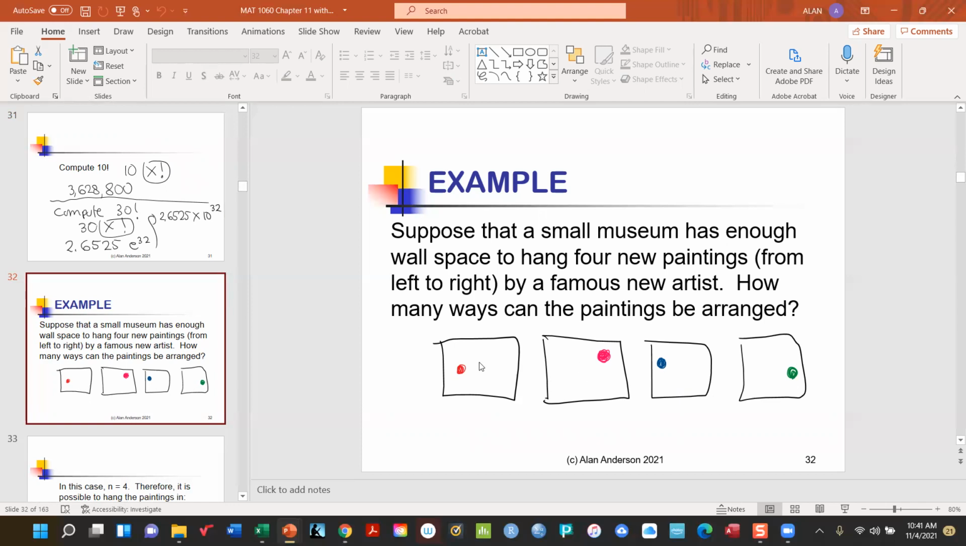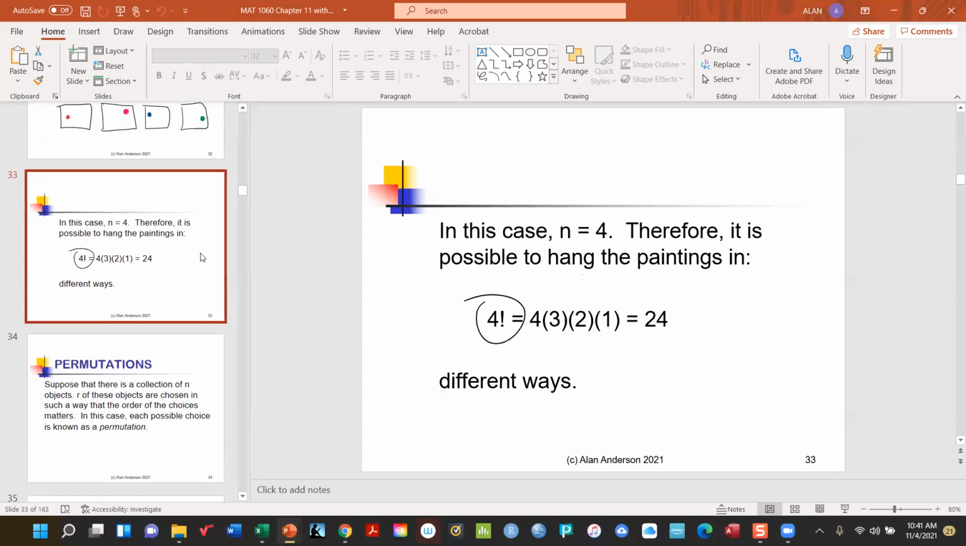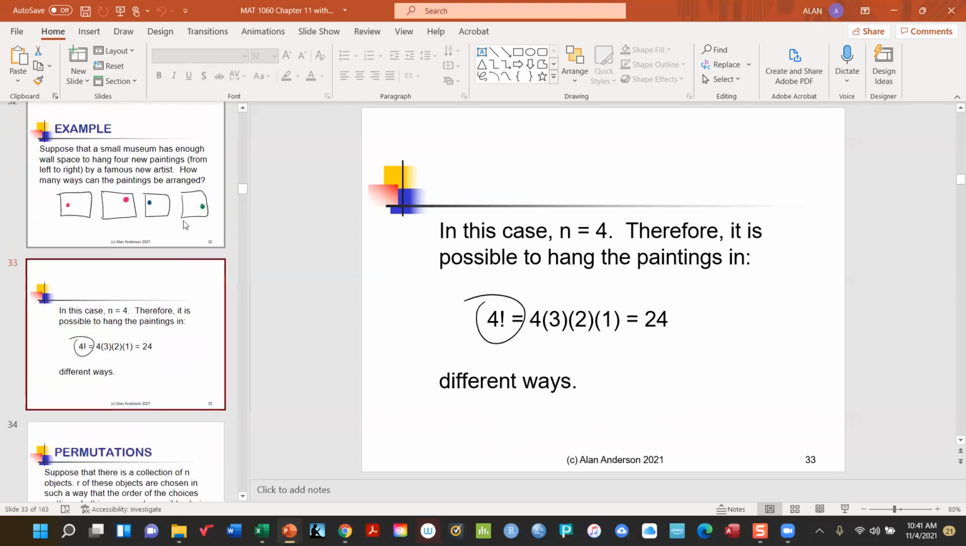Now imagine somebody who's really well off decides to buy these 4 paintings. How many different ways can they be hung on the wall? Well, we already know the answer to that. It's 4 times 3 times 2 times 1, or 24. Or alternatively, we can think of this as 4 factorial. So with 4 objects, there's 24 ways of hanging them.